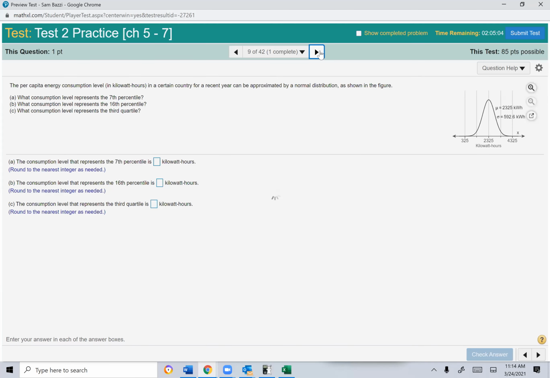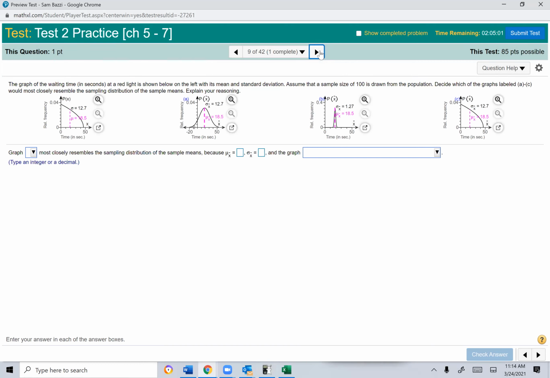We're wrapping up chapter 5. I think there's one more question. Okay. The graph of the waiting time in seconds at the red light is shown below on the left with its mean and standard deviation. Assume that the sample size of 100 is drawn from the population. Decide which of the graphs labeled A to C would most closely resemble the distribution of the sample mean.